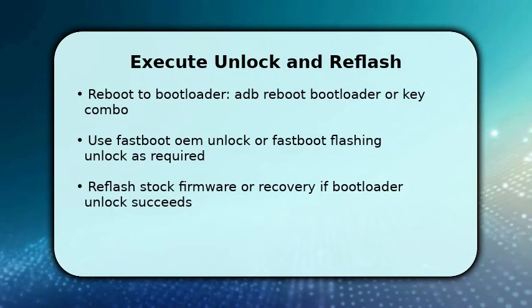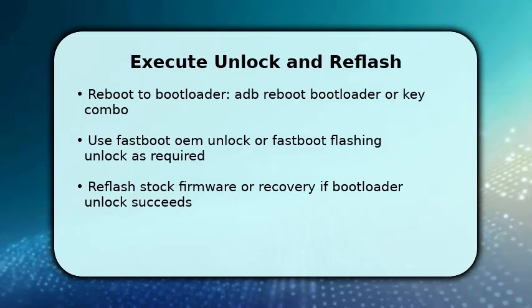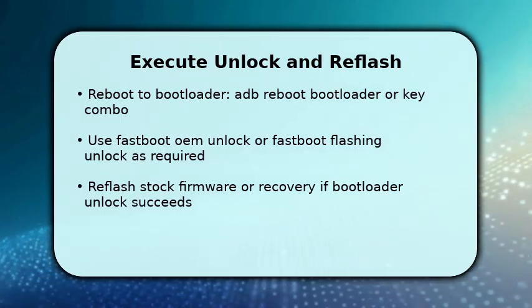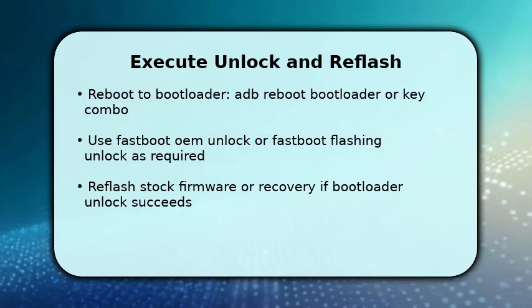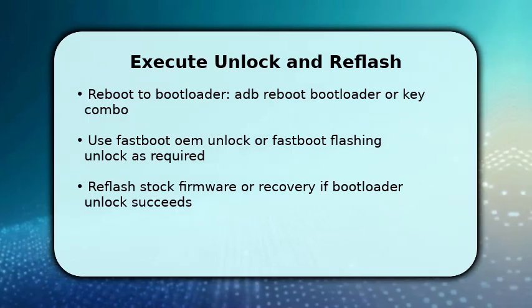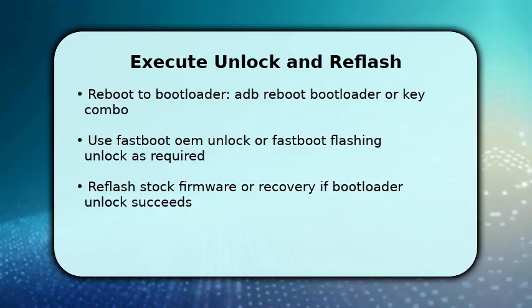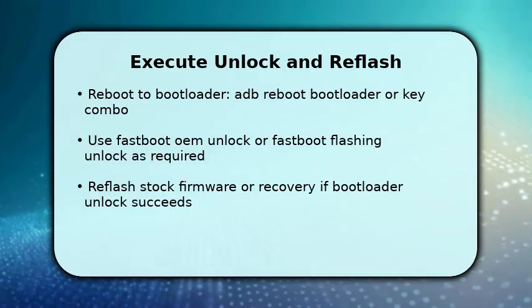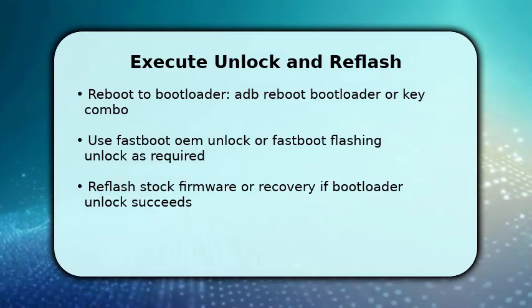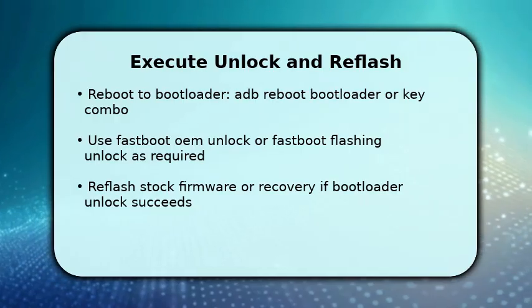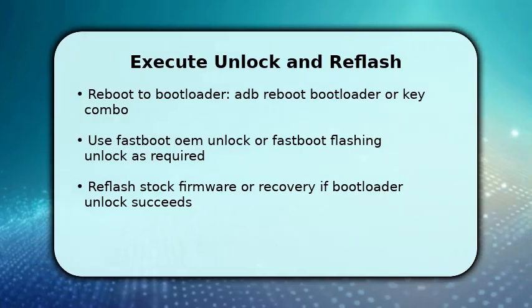You reboot the phone into bootloader using adb reboot bootloader or the hardware button combo, because direct fastboot access is required. Next, run the manufacturer-specific fastboot unlock command, use fastboot oem unlock or fastboot flashing unlock depending on the device, then confirm the on-screen prompt.